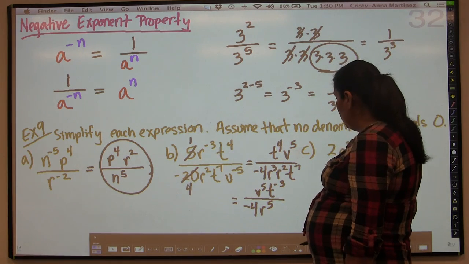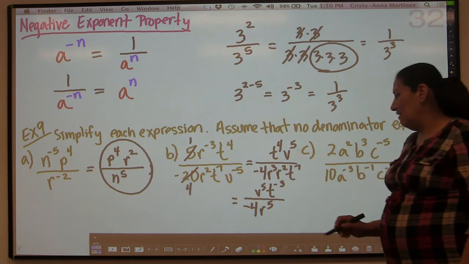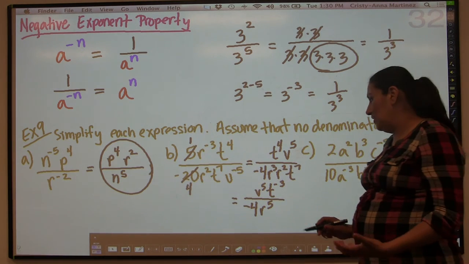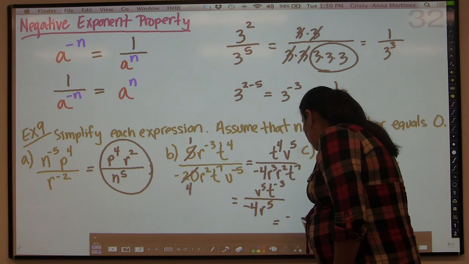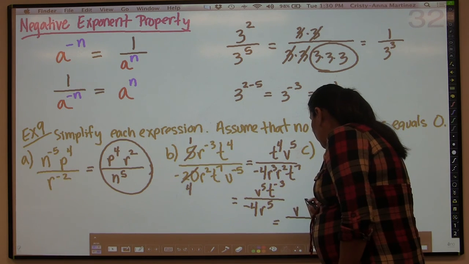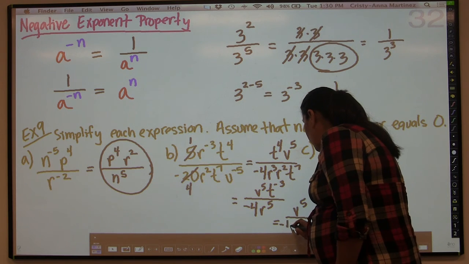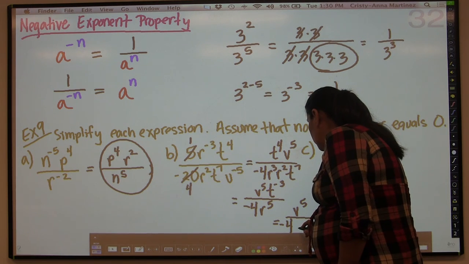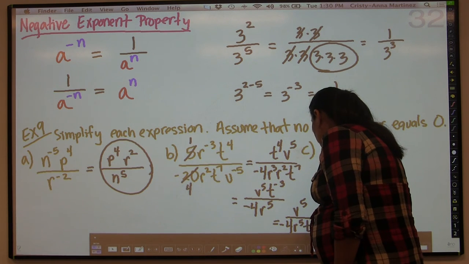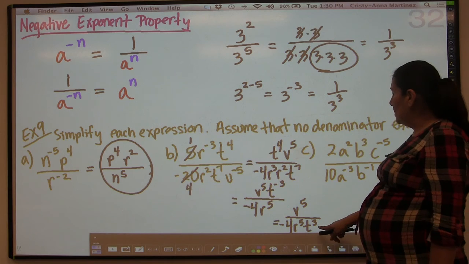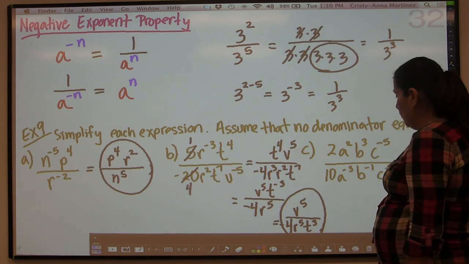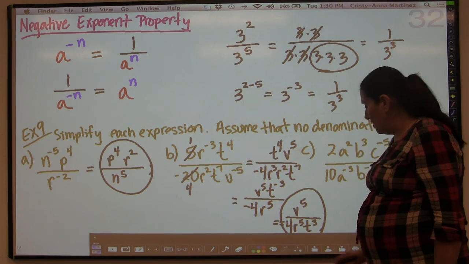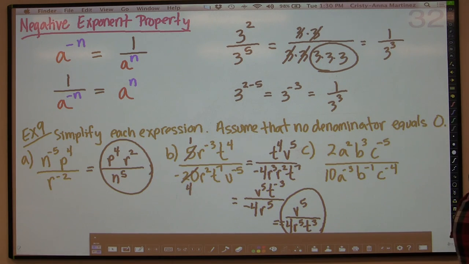And so now the only problem left is that we can't have the t to the negative 3 on top. We're not supposed to have any answers with negative exponents in them. So my final answer is going to be v to the fifth, negative 4 on the bottom, r to the fifth, t to the third. So I'm going to put the t on the bottom again, but this time with a positive exponent. So there will be my answer for, and that's supposed to be a negative there, so hope you can see that negative for part B.